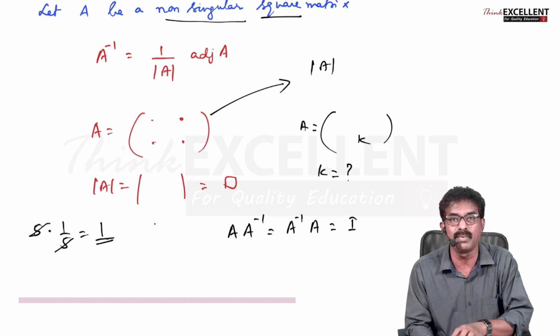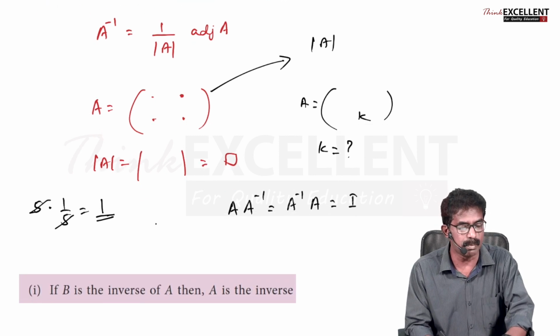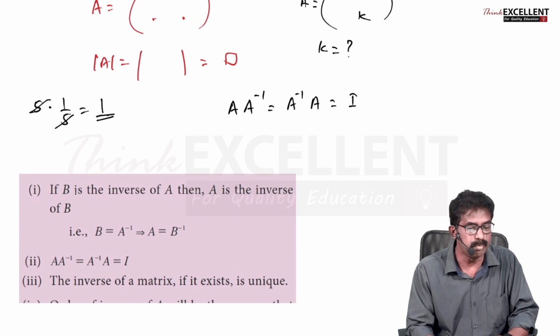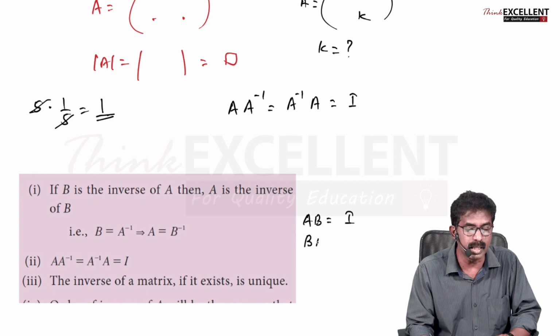Instead of 1 here, what do you have? I, the identity matrix. And some other properties just to go through. If B is the inverse of A, then A is the inverse of B. Suppose when you find AB, your answer is I. When you find BA, there also your answer is I.